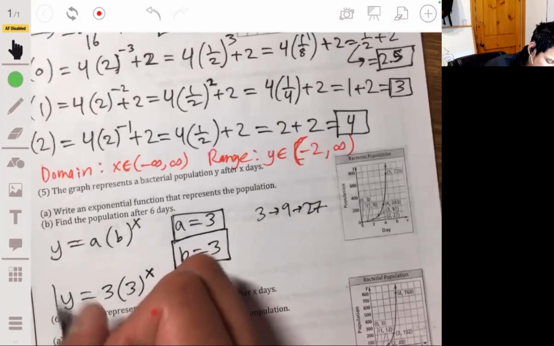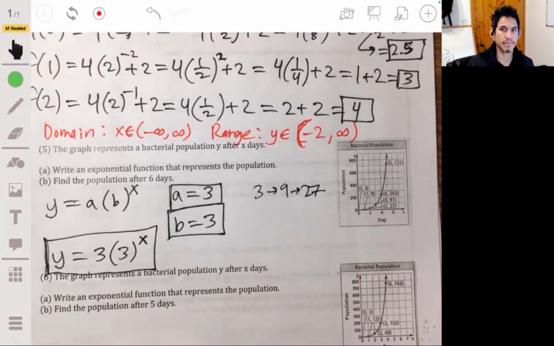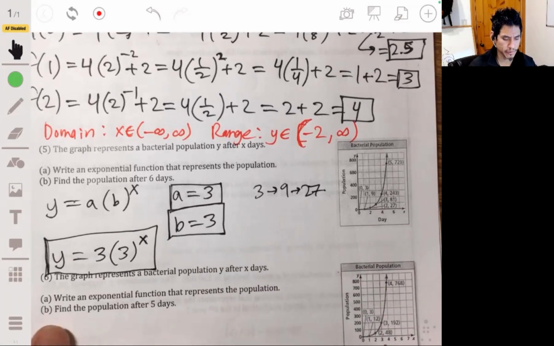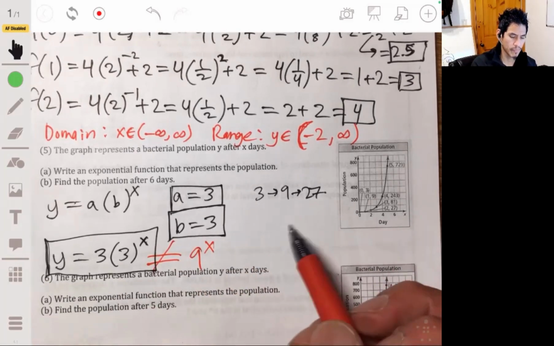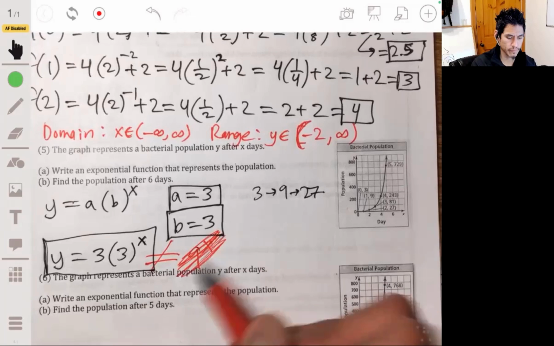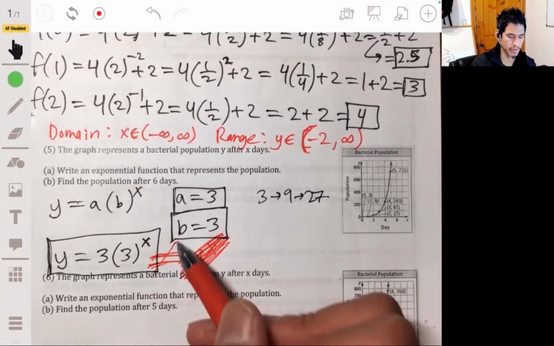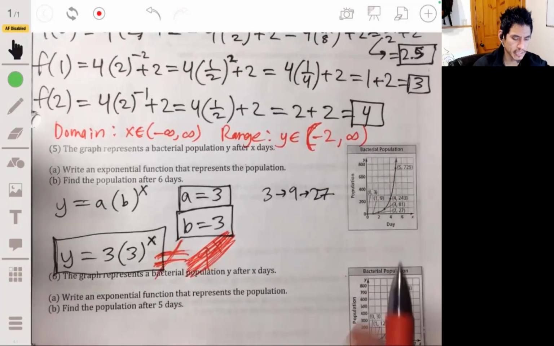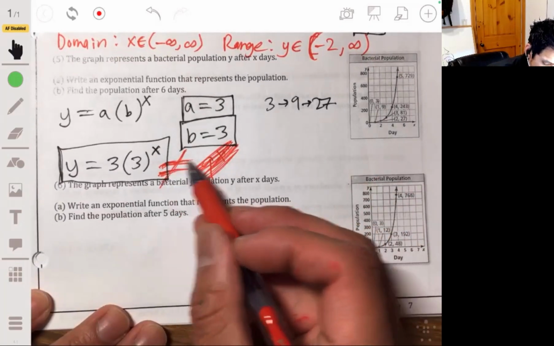Do not put y equals 9 to the x. Do not do that. You hear that, students of mine? Do not do this. It is not equal to 9 to the x power. If you do that, I don't know, I'll probably cry or something. Or I'll probably cover my crying by trying to act tough. But please don't do that. It's come such a long way.